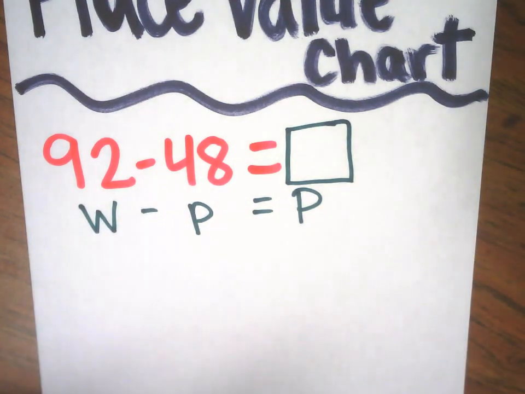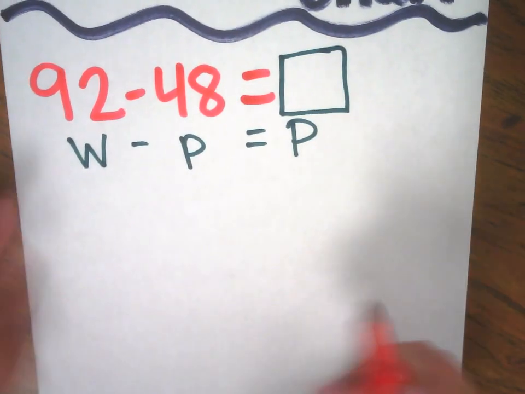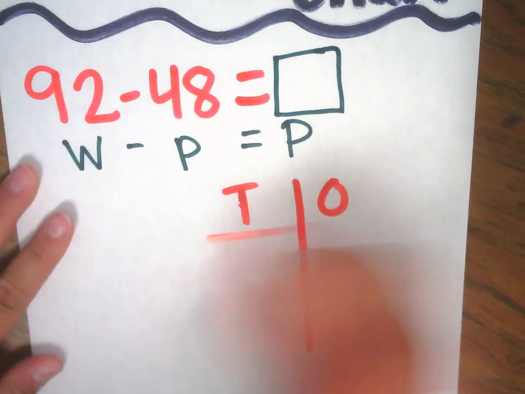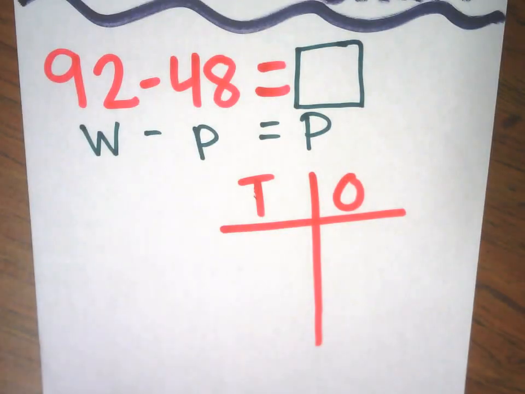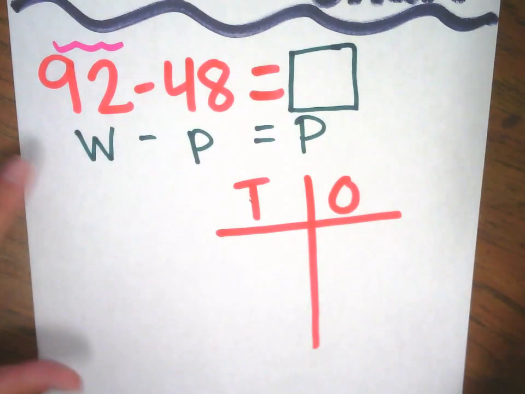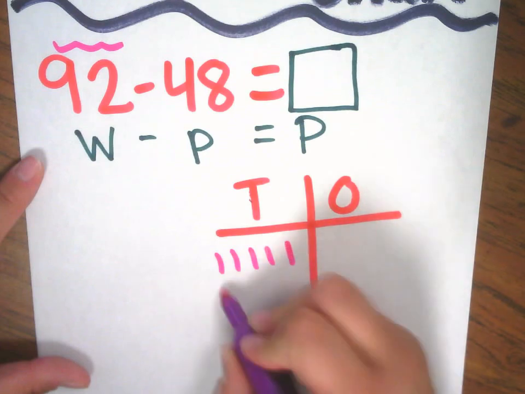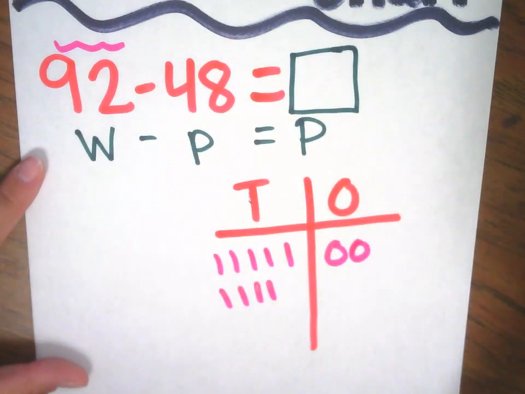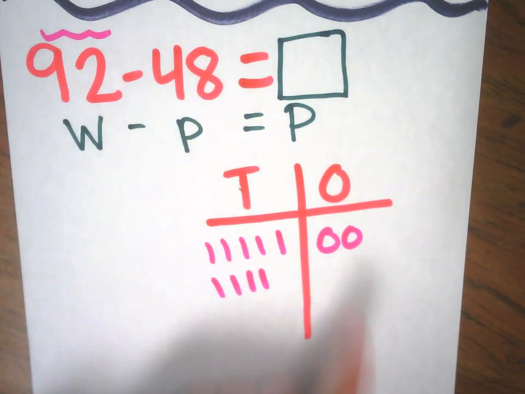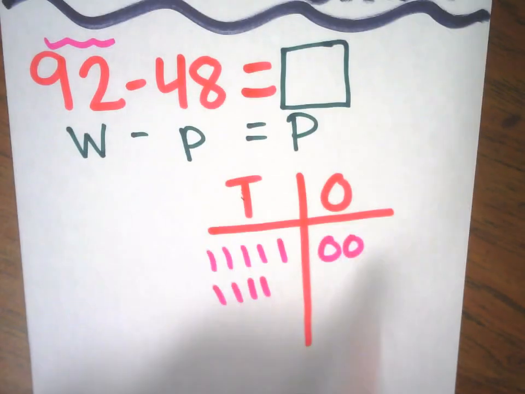So the whole, we only draw the whole. The whole is the tens and ones only, so I'm just going to draw a TO chart. And I can do that because I'm subtracting. All right, I'm going to start by drawing the whole, 92. 9 tens and 2 ones. And then I have to ask myself, can I take 8 ones away from 2 ones? Is that possible? The answer is no, it is not possible.